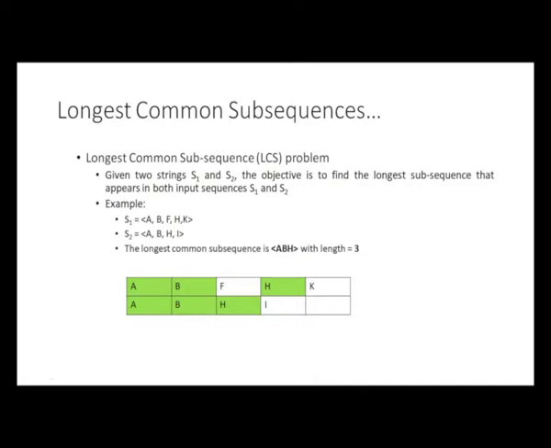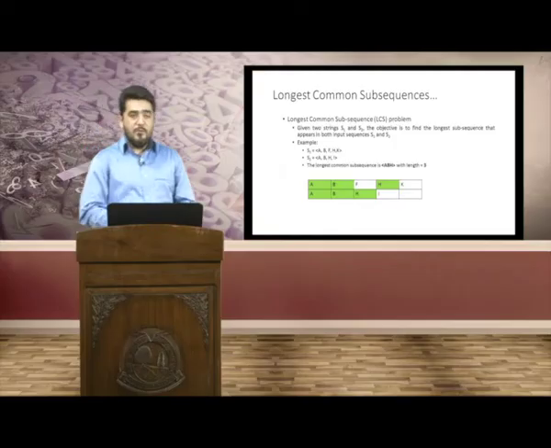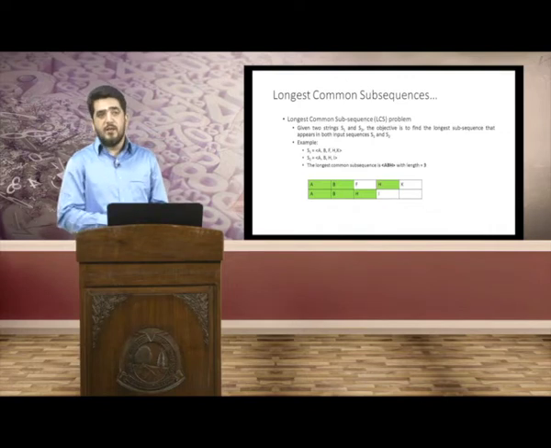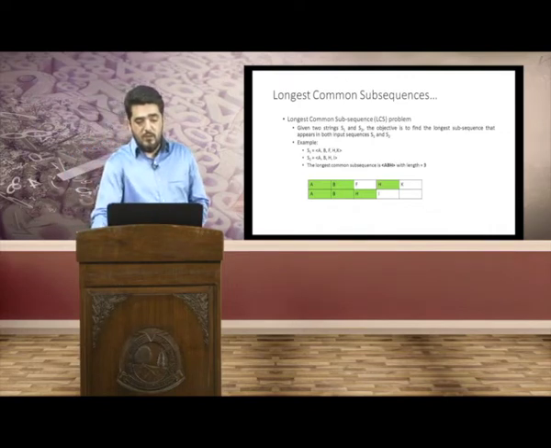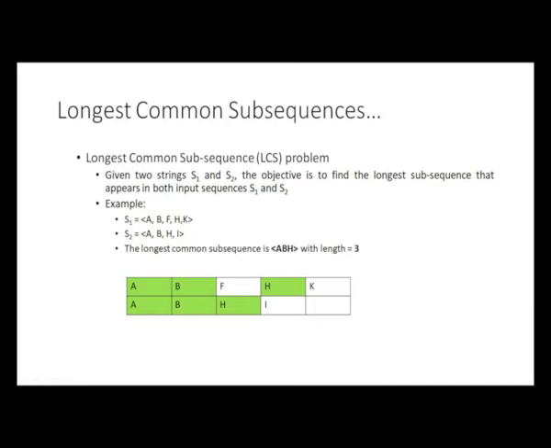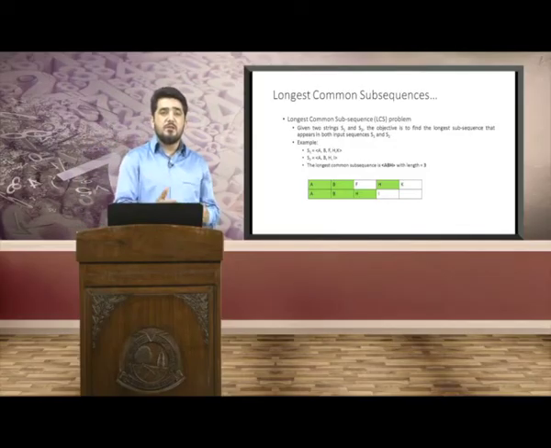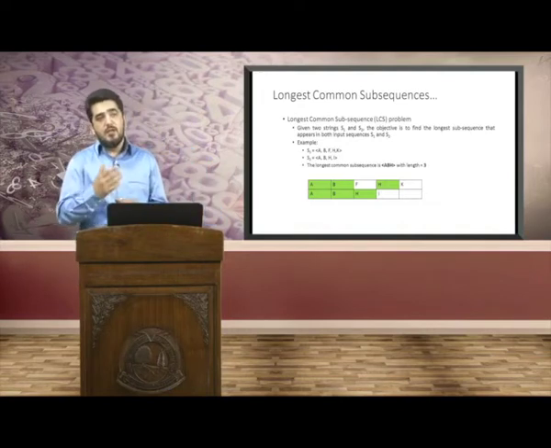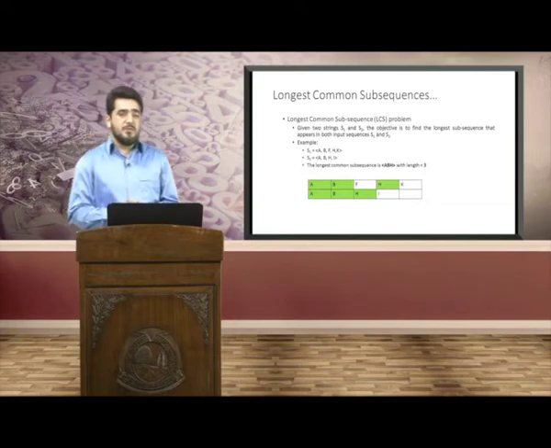So the longest common subsequence problem is basically: given two input strings S1 and S2, for example, as we have shown in the slide here. So given two input strings S1 and S2, the main objective is to find the longest subsequence that appears in both the input strings S1 and S2. So this is the simplest challenge that we are given in this longest common subsequence problem.